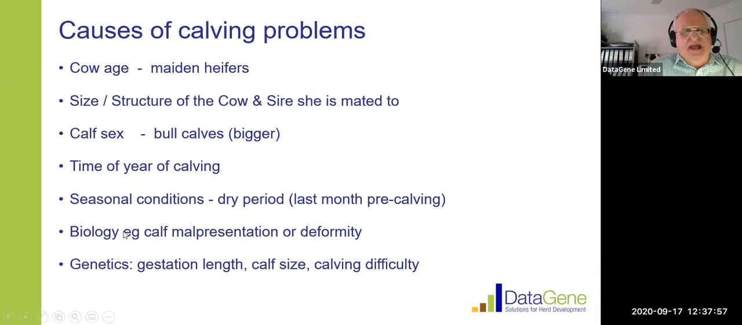Obviously, there are some chance effects, like biology. We have a percent of calves that are malpresented, breech births, for instance, or we have a level of deformity occasionally, where a calf or a cow will have difficulty calving an animal or a calf that's slightly deformed. And of course, we have genetics, and that is the area that we've focused on particularly. So calf size, calving difficulty, and gestation length are actually things that we can control.